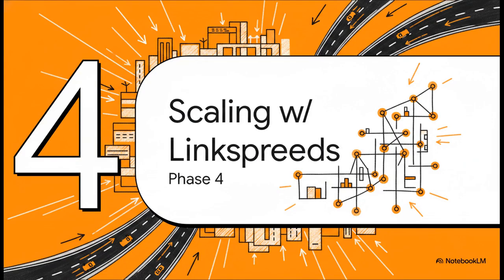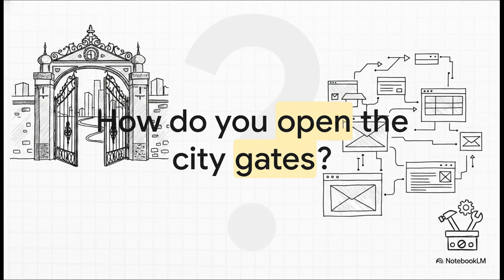Phase 4. Scaling with Linkspread Solutions. Every growing city eventually needs a highway system to bring in new residents from the outside world. This is that critical stage where your organic growth absolutely has to meet professional growth marketing acceleration. So the big question for you as the architect is, how do you open the city gates? You've built the streets, the buildings are up, the culture is buzzing, but your future users are out there, hiding on the wider web. Transforming that initial traction into a massive city requires some serious professional tools.